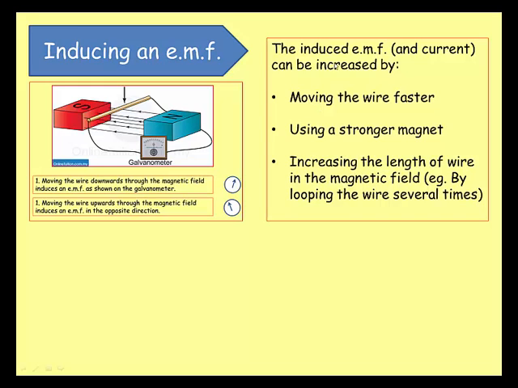Now, the induced EMF and therefore the current can be increased by, first of all, if you move the wire faster in the field, you get a bigger EMF. If you use a stronger magnet, so these lines here are stronger, you get bigger EMF. Increasing the length of wire in the field, now you can't keep increasing this on automatic, can you? But if you loop it into some sort of coil, okay, that will have the desired effect.